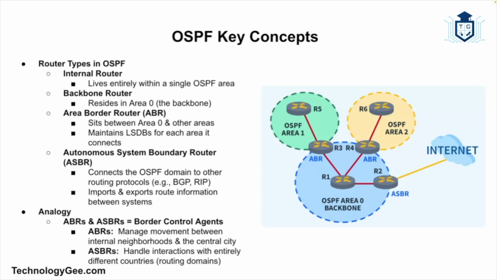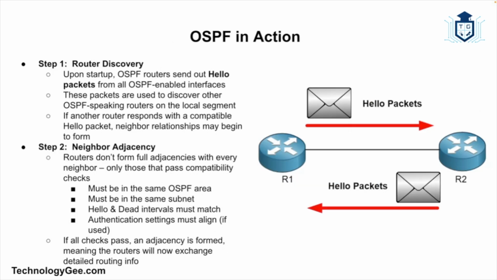And you could think of ABRs and ASBRs as the network's border control agents, where they handle the flow of information between different territories. All right, so let's discuss OSPF in action. So how this all works is like this. You got step 1, which is called router discovery. And this is when a router comes online and it uses hello packets to find other OSPF speaking routers on the same network. It sends these packets out to all OSPF enabled interfaces, and if another router responds, they try to become neighbors.